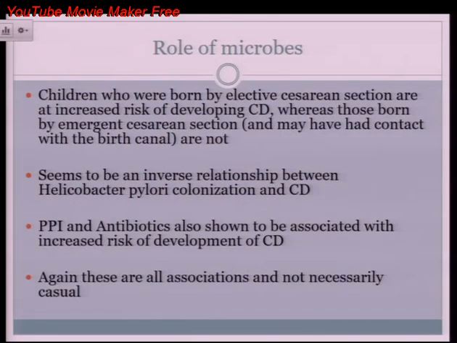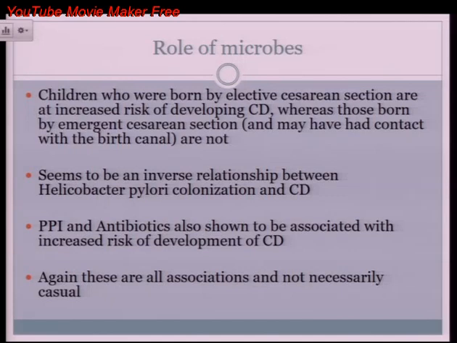Again, children who were born by elective C-section are at increased risk of developing celiac, whereas those born by emergency C-section are not. Again, they may have had contact with the birth canal, things like that. There seems to be an inverse relationship between H. pylori infection and celiac disease. PPIs and antibiotics have been shown to be associated with increased risk of development of celiac.